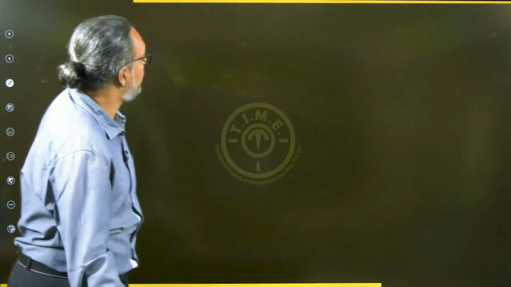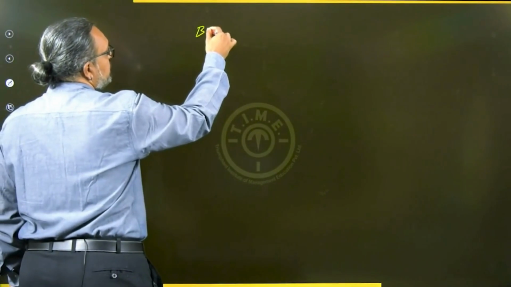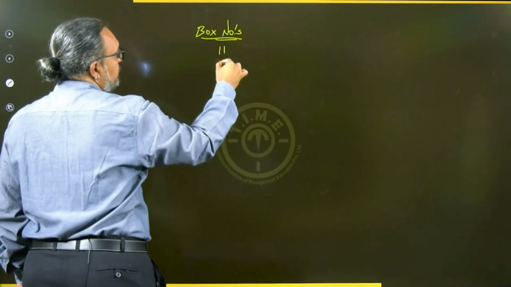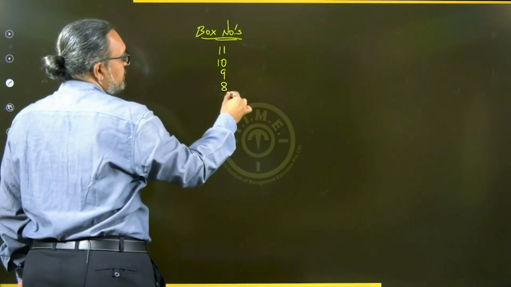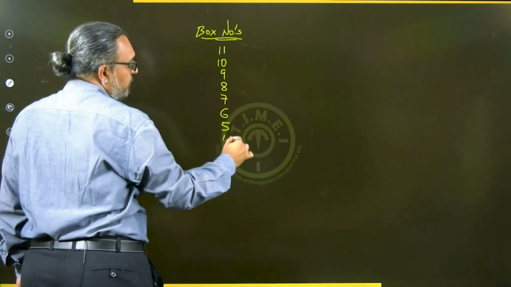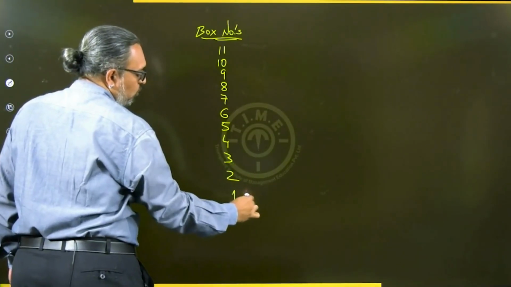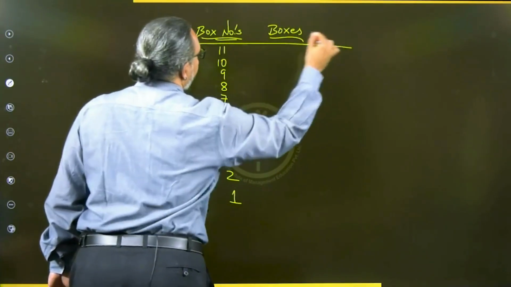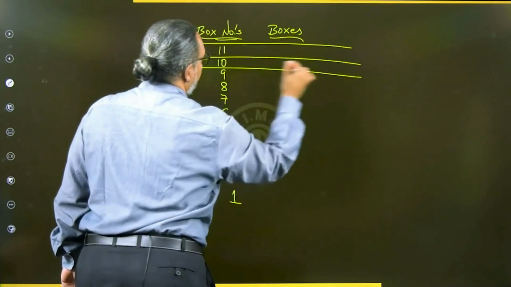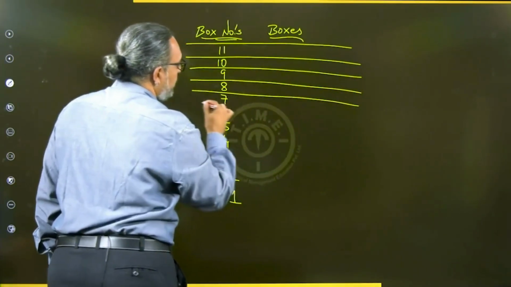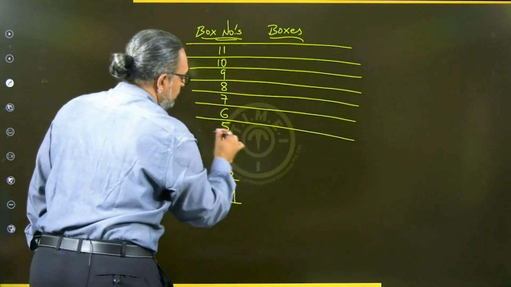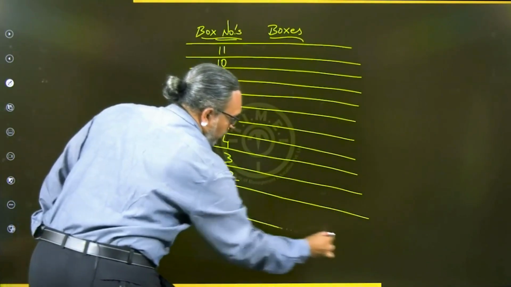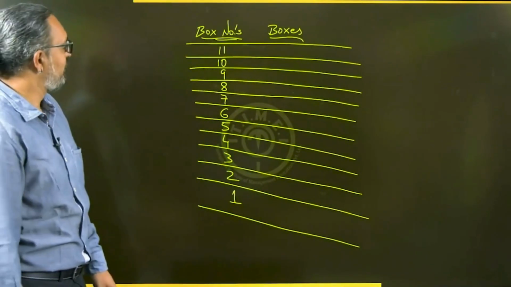So let's take that first. Now first we fix box numbers: 11, 10, 9, 8, 7, 6, 5, 4, 3, 2, 1. And then you can fix boxes. Just like you fix persons, we fix boxes. So both floor and box arrangements are very similar. From bottom to top, you arrange the numbers in increasing order. Correct? Yeah.